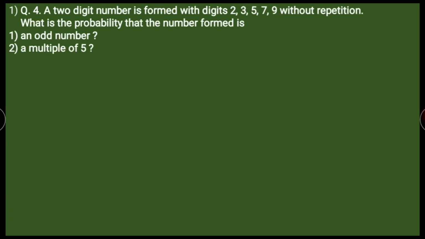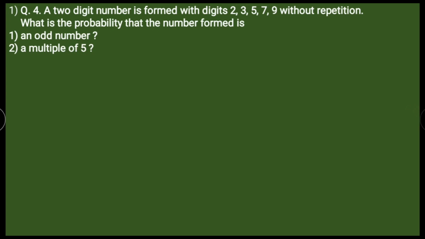Then question number 4. Here is a printing mistake. Question 4. A 2-digit number is formed with digits 2, 3, 5, 7, 9 without repetition. What is the probability that the number formed is (1) an odd number, (2) a multiple of 5?